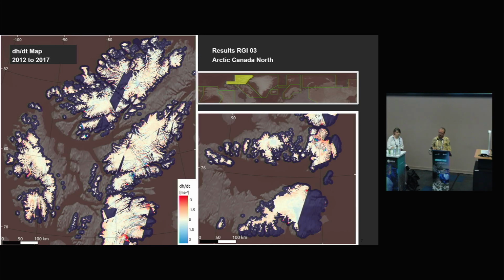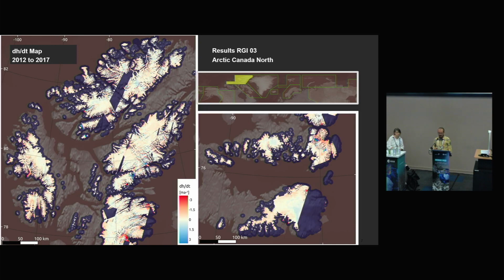So speaking of results, I showed you a dH by dt map before, and this is now a region-wide dH by dt map, and we are starting in one of the northernmost regions here, which is now Arctic Canada North. So you have Ellesmere Island and Baffin Bay to the west. I had to split it into parts because I wanted to show you a really large depiction of that.